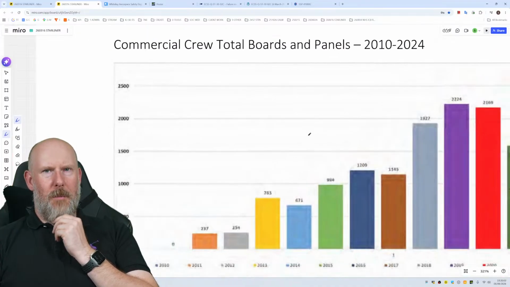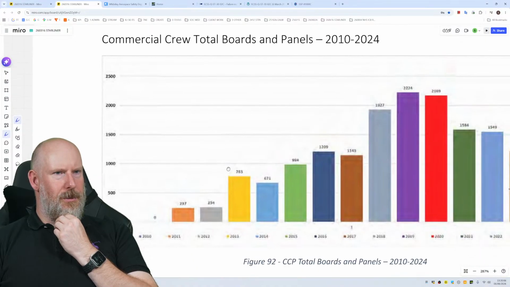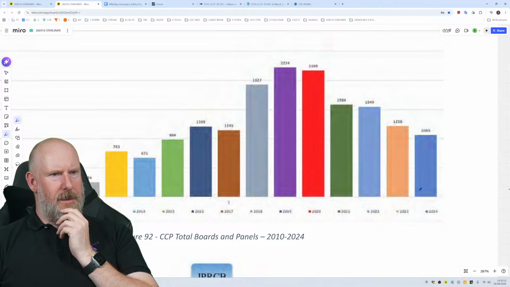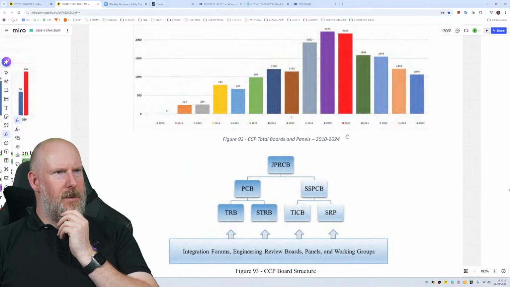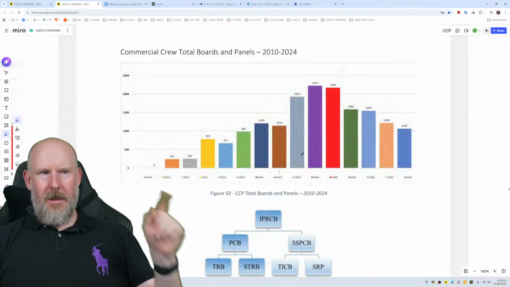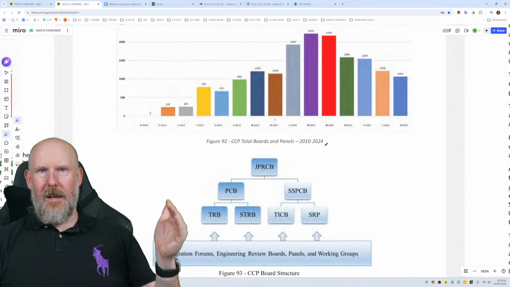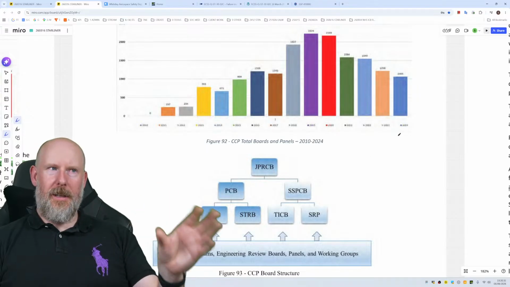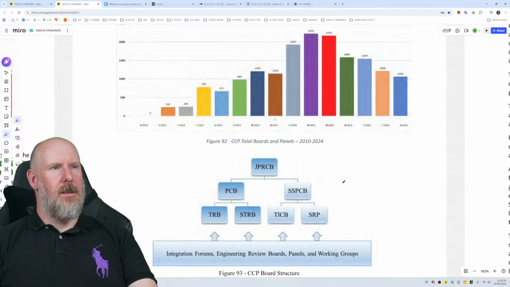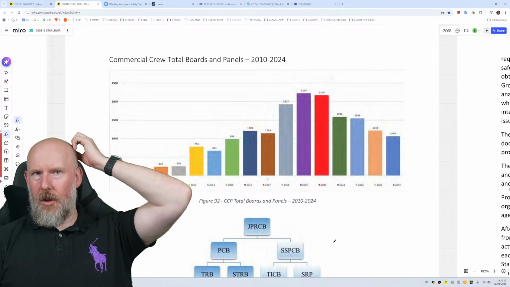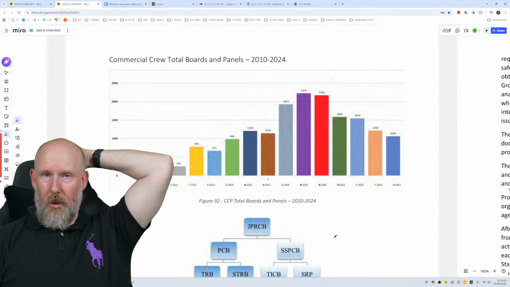Commercial crew total boards and panels. So number of boards and panels. So not in 2010 seems a bit odd. So loads and loads and loads, and then it's tailed off. Okay. Another observation. These graphs are really interesting, but it'd be nice if it was sort of clear why that information was included. Why is it relevant? What are you trying to tell us by including this data? So what? Are we trying to imply that there's not enough boards, or there's too many, or what are we doing with that?